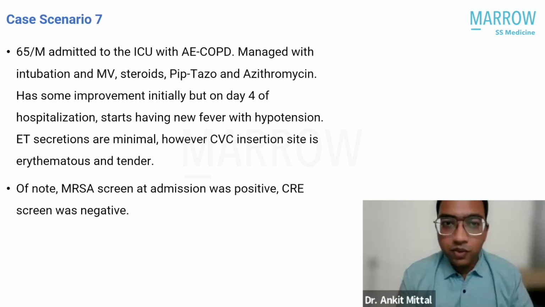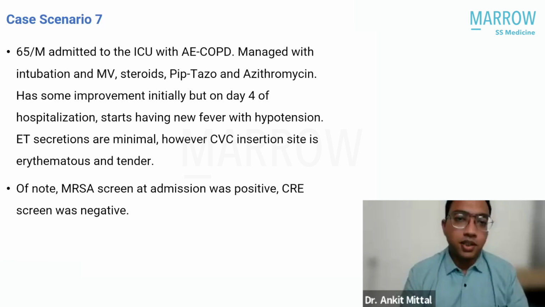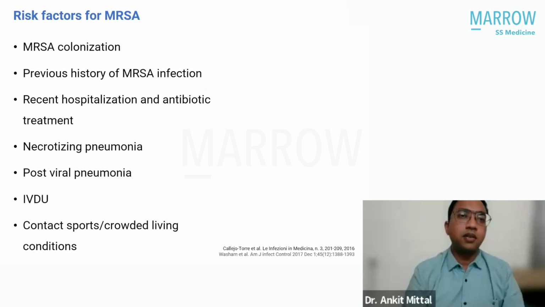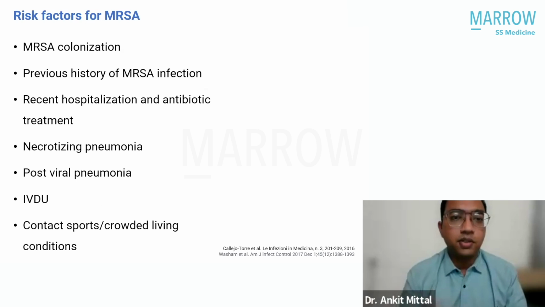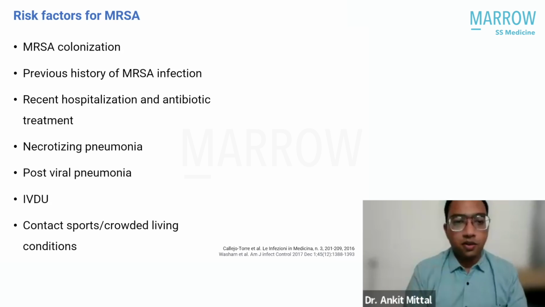Dealing with Staph aureus is a class in itself, so I'll just leave it at risk factors for MRSA. If there's colonization, previous history of infection, recent hospitalization. Community-acquired necrotizing pneumonia, always think of Staph aureus. Post-viral pneumonia, think of Staph aureus, think of fungal infections, history of IV drug users, contact sports, etc.